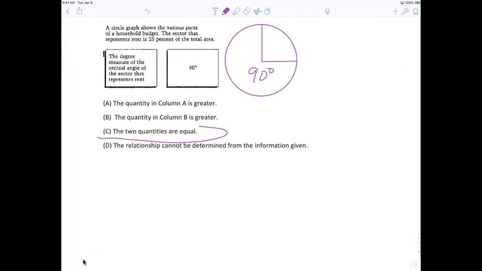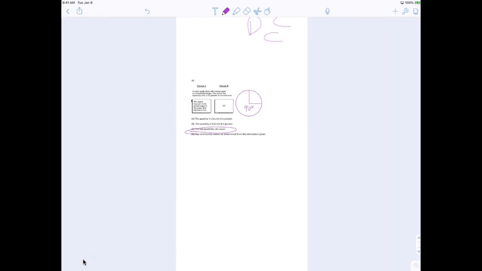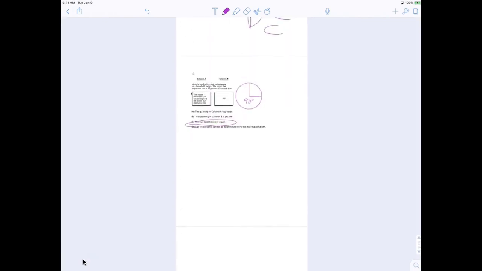Now the reason why we're doing this is because these types of questions are on the ERBs. They're called quantitative comparison. Your job is to make sure that you understand: A if A is bigger, B if B is bigger, C if they're equal, and D if you can't tell. Is everybody happy with that? All right. So here's what I want to do. I'm going to pause the video for just a second because I want to explain something to you.